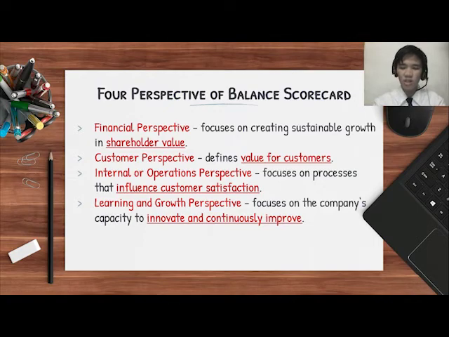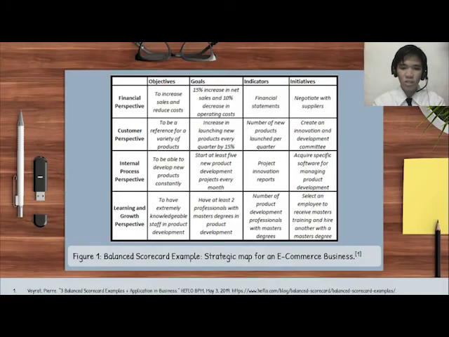To understand it better, here's an example. This is a strategic map for an e-commerce business. In the columns, you can see the objectives, goals, indicators, and initiatives of the company. And for the rows, you can see the balanced scorecard perspectives, which are the financial perspective, customer perspective, internal processes perspective, and learning and growth perspective.